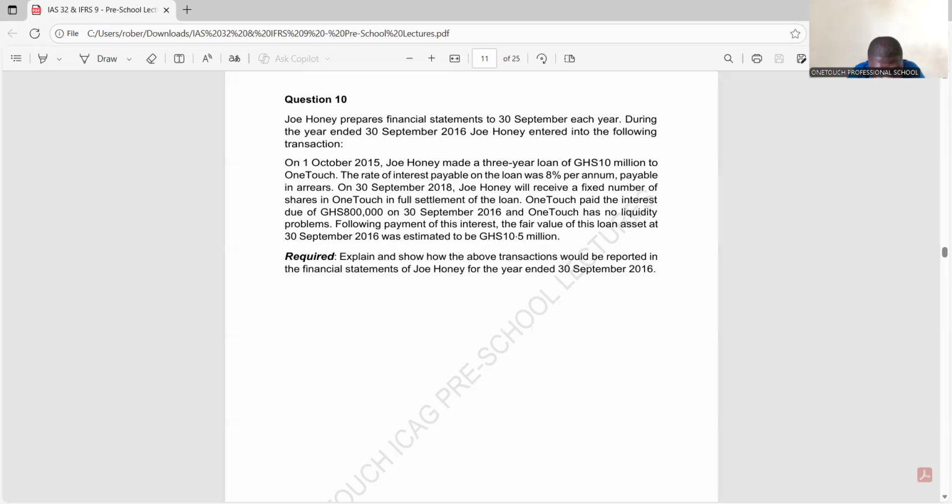Following payment of this interest, the fair value of the loan asset at 30th September 2016 was estimated to be 10.5 million. Required: explain and show how the above transactions will be reported in the financial statements. Explain and show. How should it be treated?